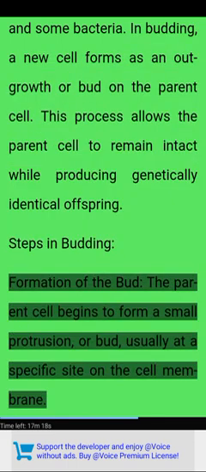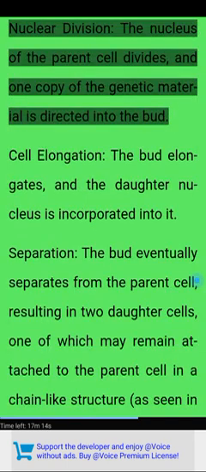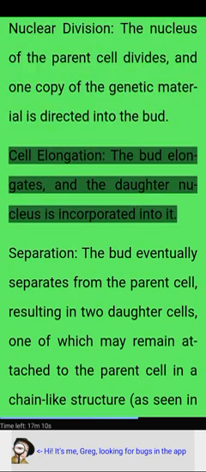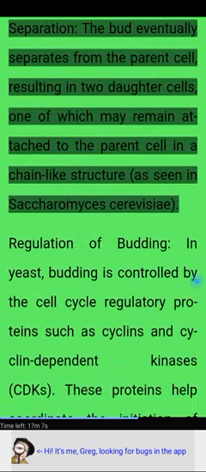Steps in budding. Formation of the bud. The parent cell begins to form a small protrusion, or bud, usually at a specific site on the cell membrane. Nuclear division. The nucleus of the parent cell divides, and one copy of the genetic material is directed into the bud. Cell elongation. The bud elongates, and the daughter nucleus is incorporated into it. Separation. The bud eventually separates from the parent cell, resulting in two daughter cells, one of which may remain attached to the parent cell in a chain-like structure, as seen in Saccharomyces cerevisiae.